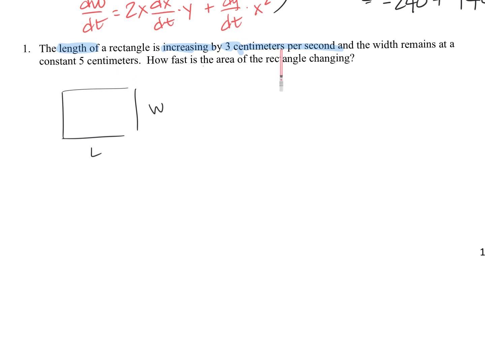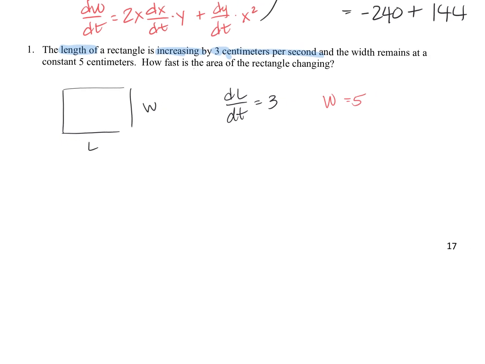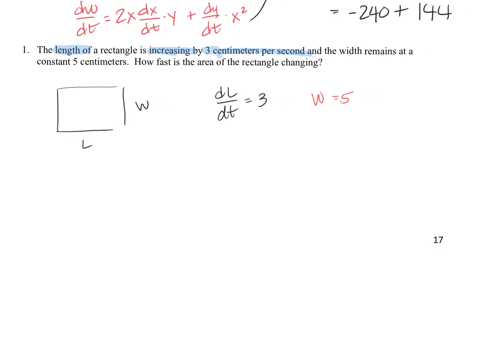They didn't say the word rate, but as soon as they're giving us centimeters per second, that is a rate. So I'm going to write myself a little note. That length is increasing, dL dt, at 3 centimeters per second. The width remains a constant 5 centimeters. W or dw dt? Just my width is 5. How fast is the area of the rectangle changing? They want dA dt, right?